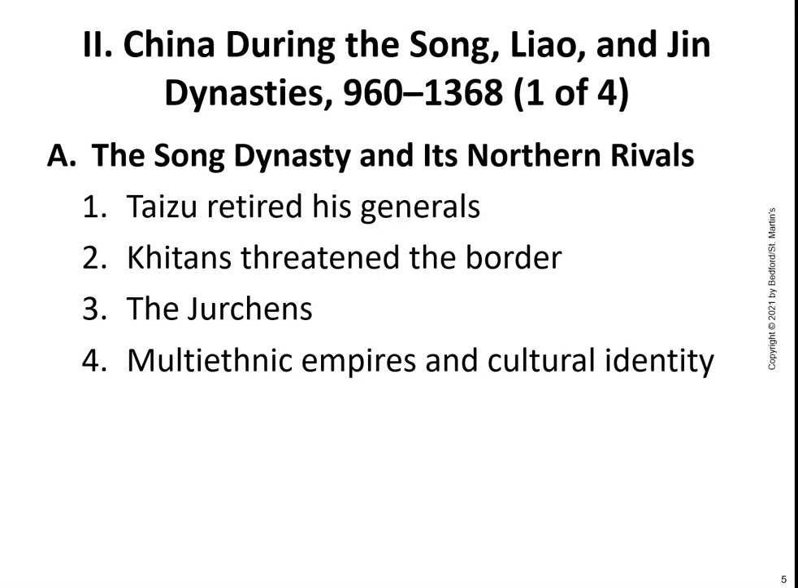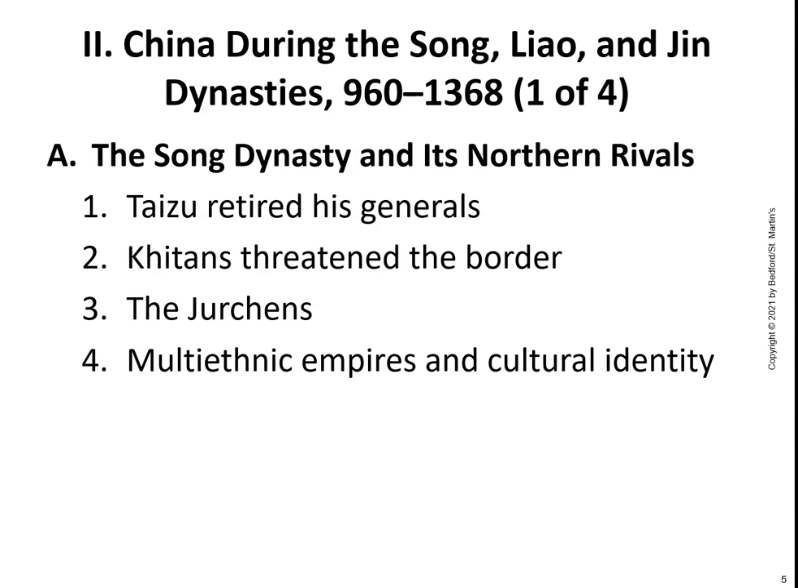Military problems remain, though, as the Khitans to the north threaten the border. The Song made a peaceful treaty that forced them to make annual payments in gold and silk. But the Song are going to ally themselves with the Jurchens to defeat the Khitans. When the Jurchens realized how easy it was to defeat the Khitans, they moved against the Song and defeated them also.